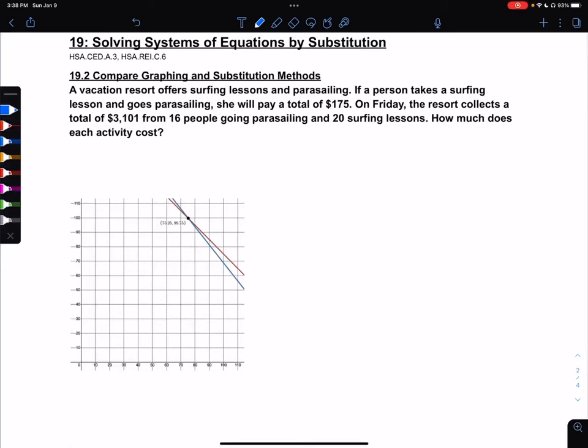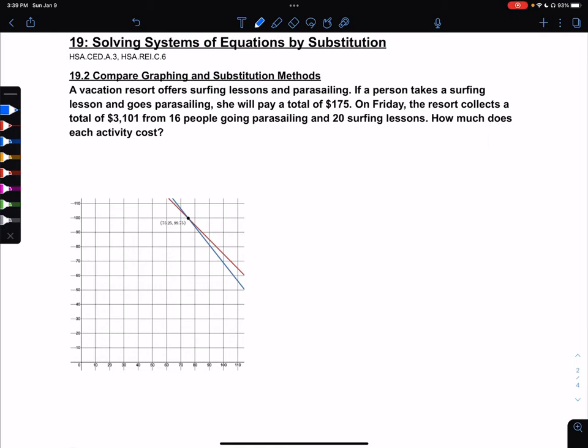In this video, we're going to look at topic 19, example 2, compare graphing and substitution methods. A vacation resort offers surfing lessons and parasailing. If a person takes a surfing lesson and goes parasailing, she will pay a total of $175. On Friday, the resort collects a total of $3,101 from 16 people going parasailing and 20 surfing lessons. How much does each activity cost?